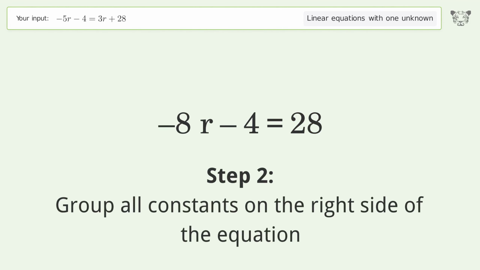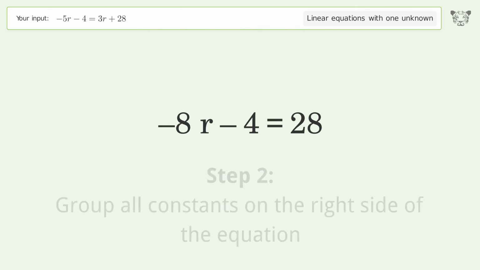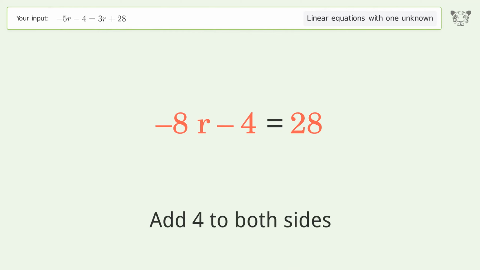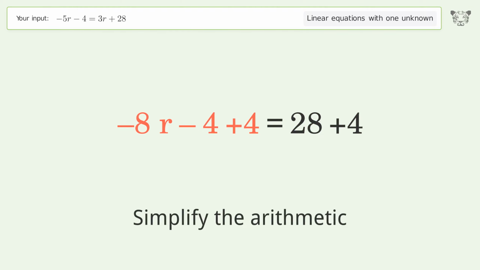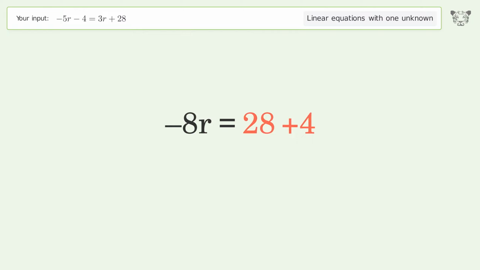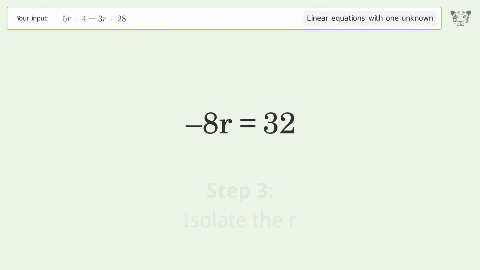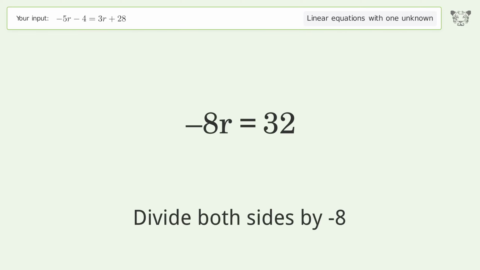Group all constants on the right side of the equation. Add 4 to both sides. Simplify the arithmetic. Isolate the r. Divide both sides by -8.